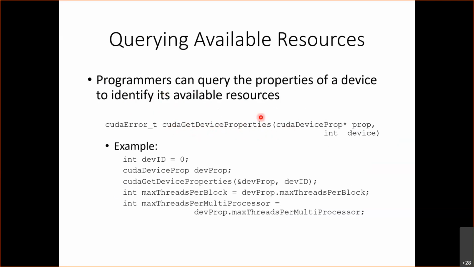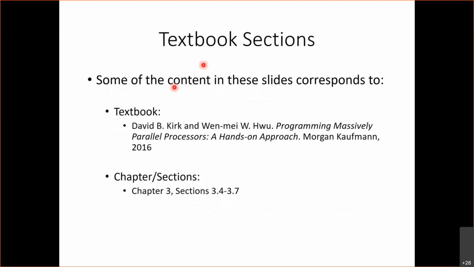Here is example code on how to do this. I'm not going to get into it, but you're welcome to review it on your own. For example, here we can query the max threads per block, and we can query the max threads per multiprocessor. And with that said, you can read more about what we covered today in chapter 3 of the textbook. And that's all for today.